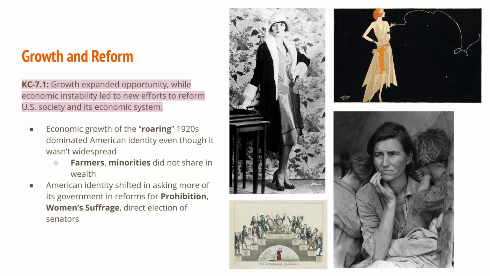We also have American identity shifting as a result of the progressive era. So people are asking for more from their government and reforms for prohibition, women's suffrage, direct election of senators. We'll look at some anti-corruption and antitrust reforms in a later slide. So now people are looking to their government to do more, and that's becoming ingrained into American identity.